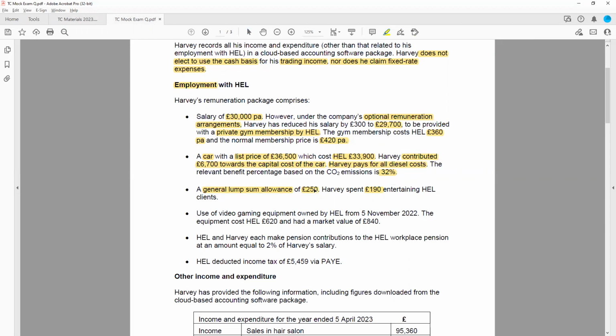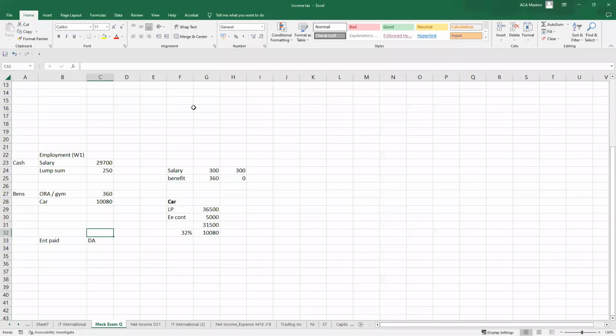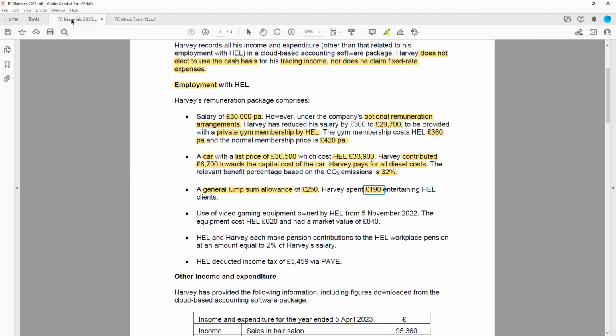And if instead of giving him £250, they just reimbursed him the £190, then nothing would be taxable, nothing would be deductible because he spent £190, they gave him £190. That's a very fiddly rule around those entertaining allowances, so look out carefully for the wording in the question.